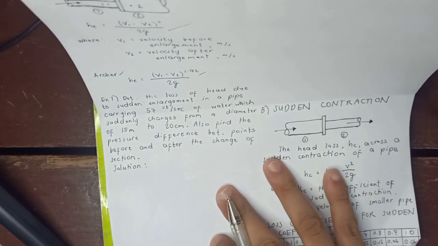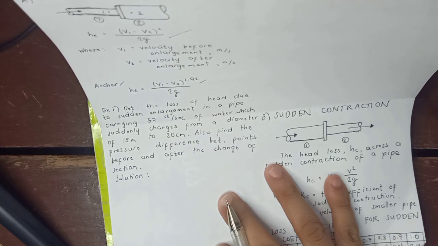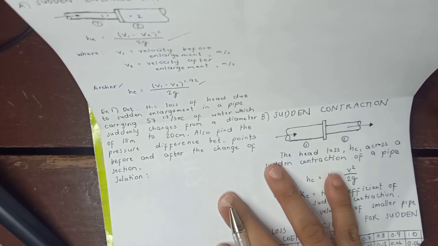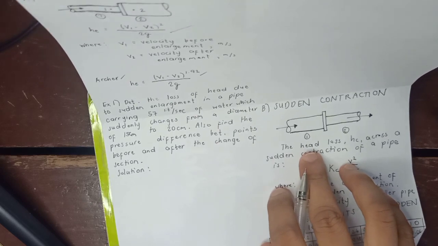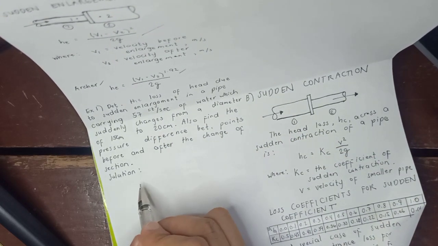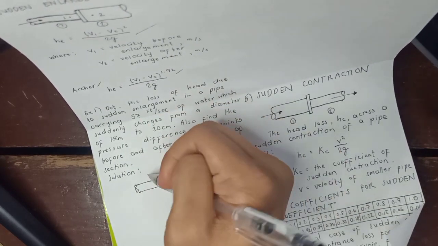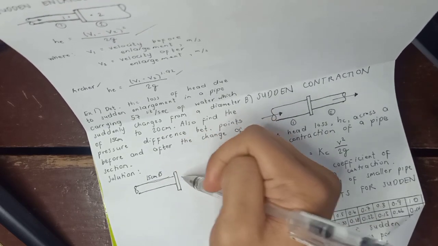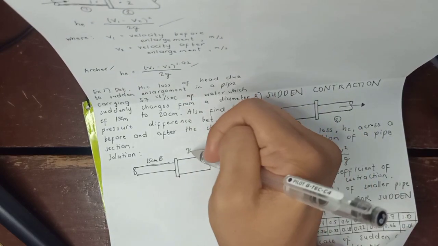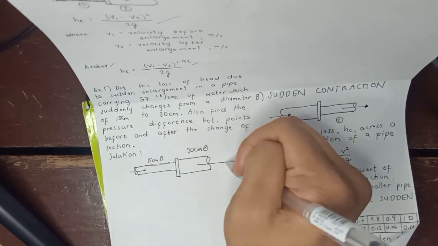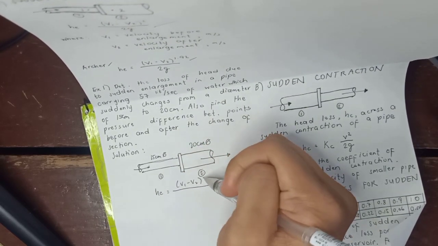For example, determine the head loss due to the sudden enlargement in a pipe carrying 57 liters per second of water, which suddenly changes from a diameter of 15 cm to 20 cm. Also find the pressure difference between points before and after the change of section. Solution. Let's draw: the 15 cm diameter, a sudden enlargement, it becomes 20 cm diameter. Points 1 and 2. So H_E equals (V sub 1 minus V sub 2) squared over 2g.